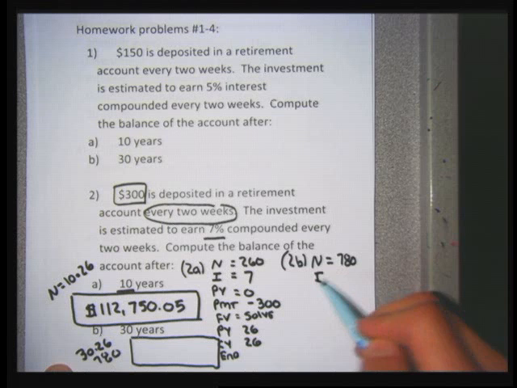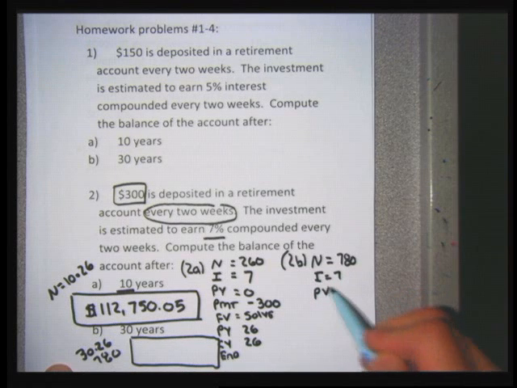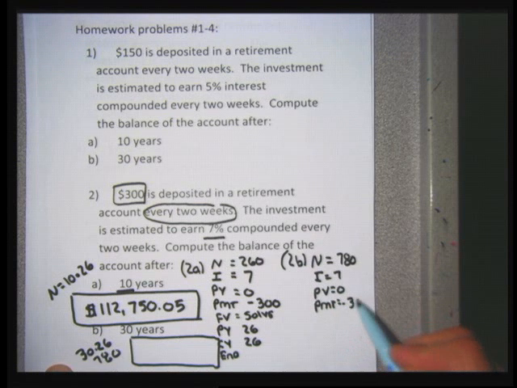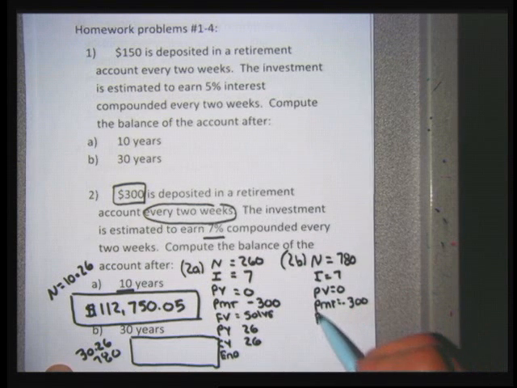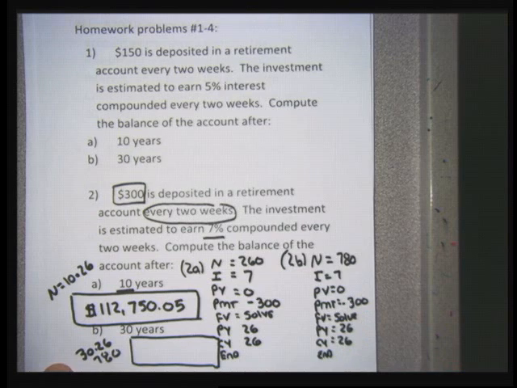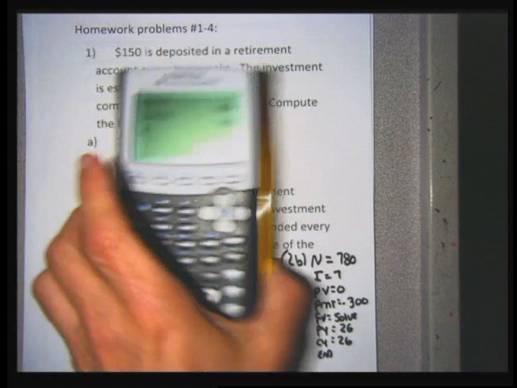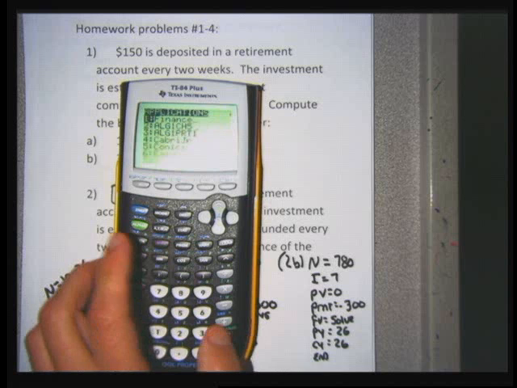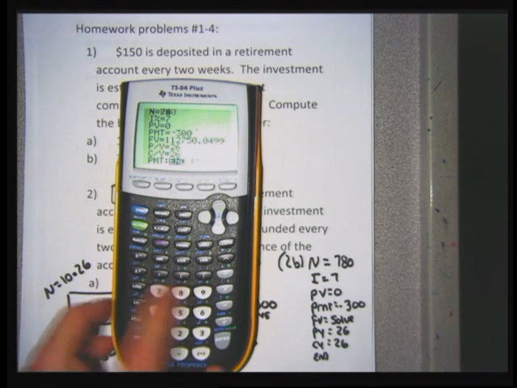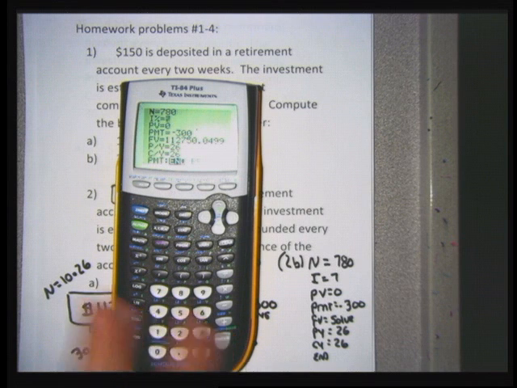The I is still going to be 7. The PV is still going to be 0. Everything's going to be the same. So it's going to be a quick change on my calculator, because I'm just going to change the N and then resolve for the future value. So I'm going to enter everything. Everything's essentially the same. So I just go to my calculator, apps, finance, TVM solver, change that N to 780. Everything else stays the same.